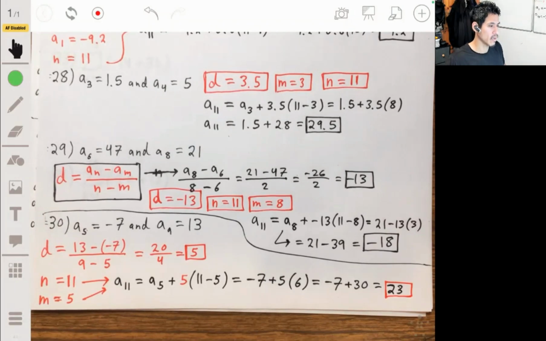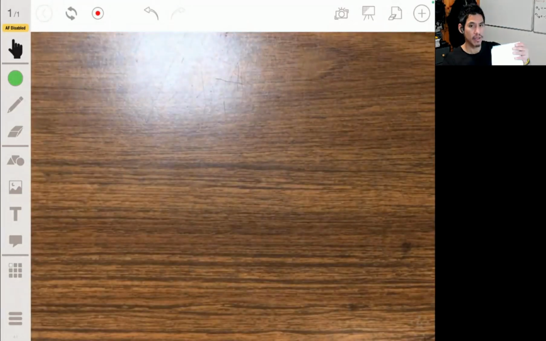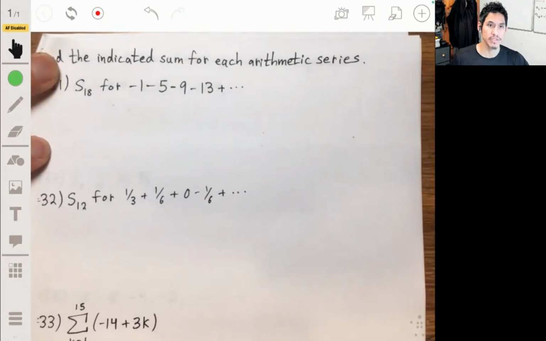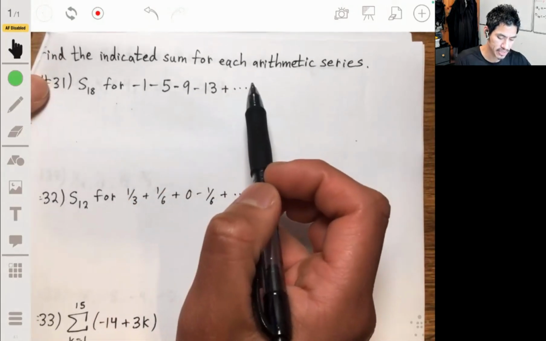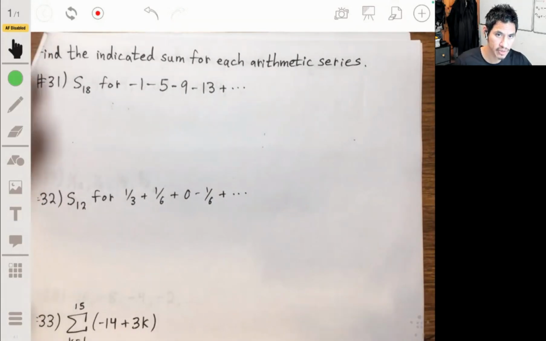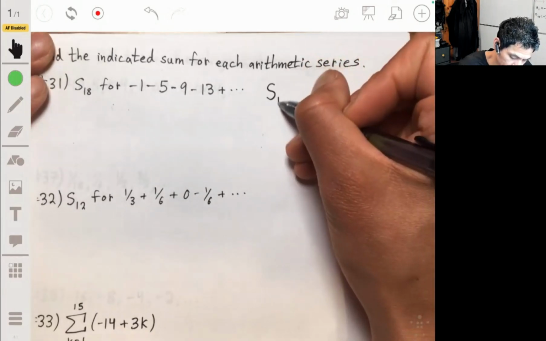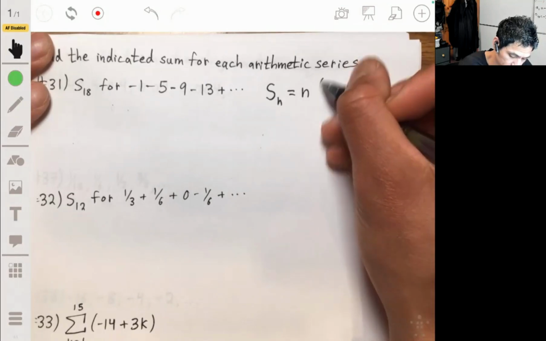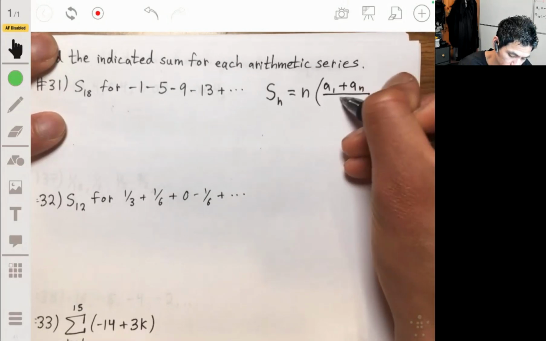All right, about halfway through, feel free to take a break. Let's now look at the next set. 4 practice problems now with finding sums of an arithmetic series. So for this, we can use our formula for the sum of the first n terms, where we have Sn is equal to n times A1 plus An over 2.